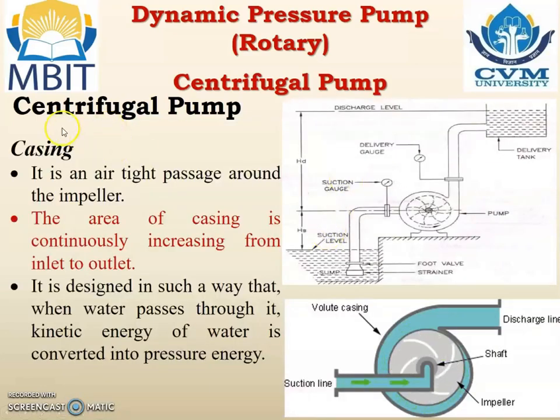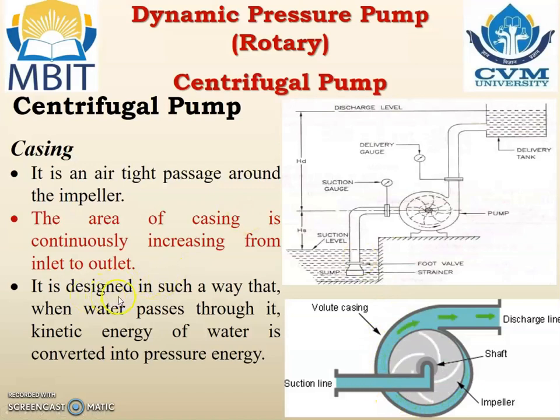Now the different parts of the centrifugal pump. Casing: it is an airtight passage around the impeller. The area of the casing is continuously increasing from inlet to outlet. You can see here that the area between the casing and the impeller is continuously increasing. Here it is a very small area, and then the area continuously increases.